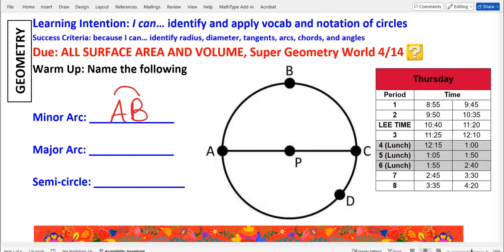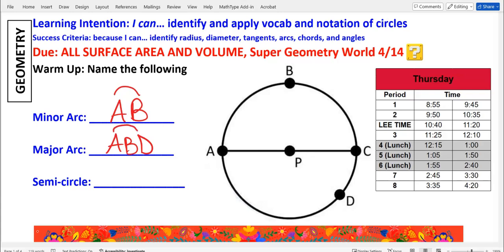Exactly, not that bad. All right, now major has to be more than half, and it has to have 3 letters. So instead of just A, B, now C is not more than half, so we want to pick the next letter, which would be A, B, D. C is not more than half. Okay, A, B, D is more than half. So that's a major arc. A to the B to the D with the arc.